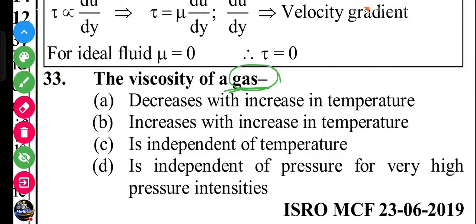Viscosity of the gases is caused by the randomness or the intermolecular collision of the gases. So if we increase the temperature, then gaseous molecules get more VRMS, that is root mean square velocity. Then velocity increases, then collision increases. So viscosity also increases. Increase with the increase in the temperature is the answer.